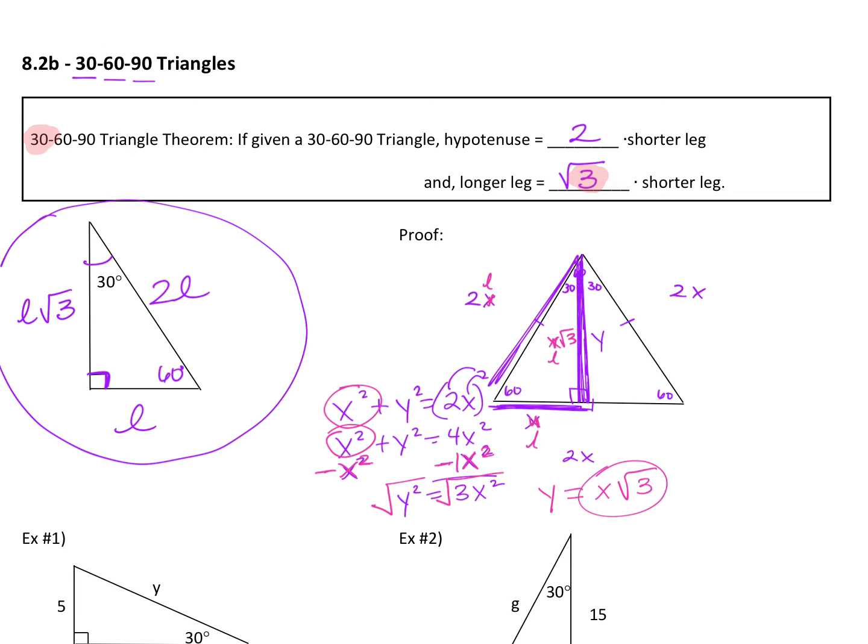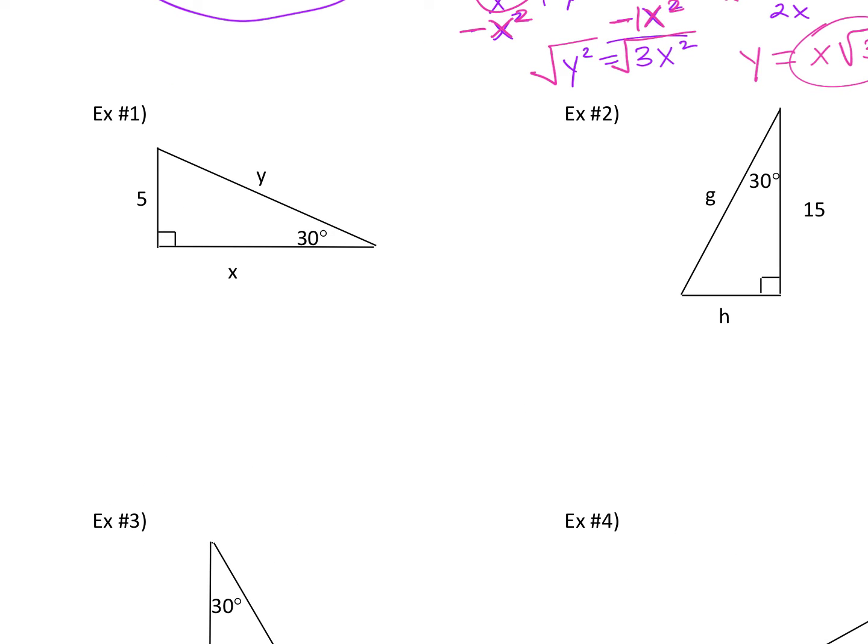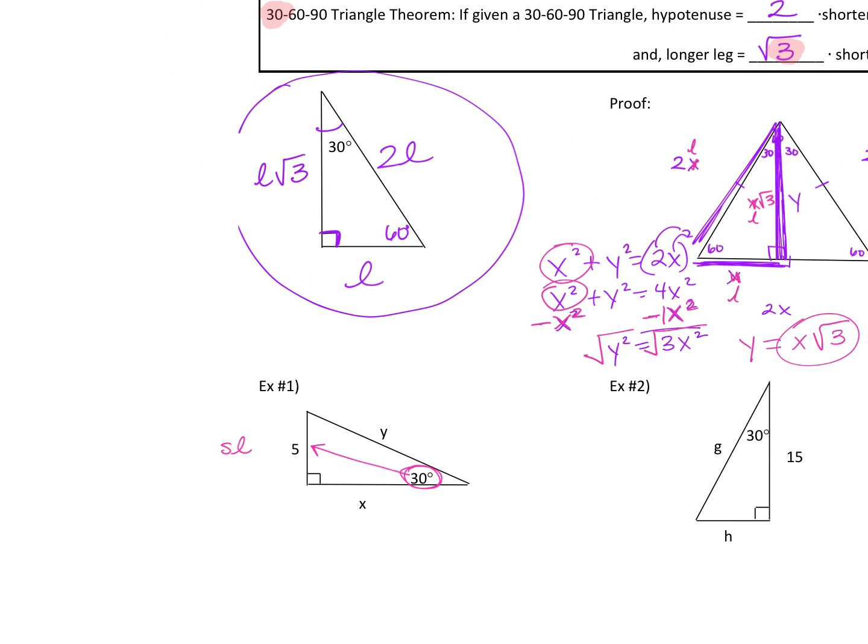Okay, so let's try some of these. The idea is very similar to what we did yesterday, but you have to know which side you're working with, okay? So here's what I want you to see. Notice my 30-degree angle is right here right now. Across from my 30-degree angle is my shorter leg, okay? Look up here. Across from the 30 is my L. That's my shorter leg, right? Across from the 60 is the longer leg, which is going to be your L rad 3. And then across from the right angle is your hypotenuse.